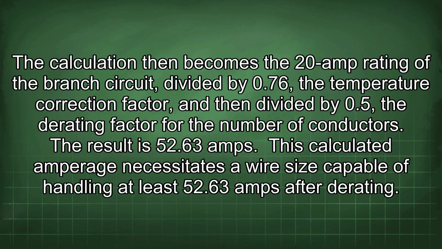The calculation then becomes the 20-amp rating of the branch circuit divided by 0.76, the temperature correction factor, and then divided by 0.5, the derating factor for the number of conductors. The result is 52.63 amps. This calculated amperage necessitates a wire size capable of handling at least 52.63 amps after derating.